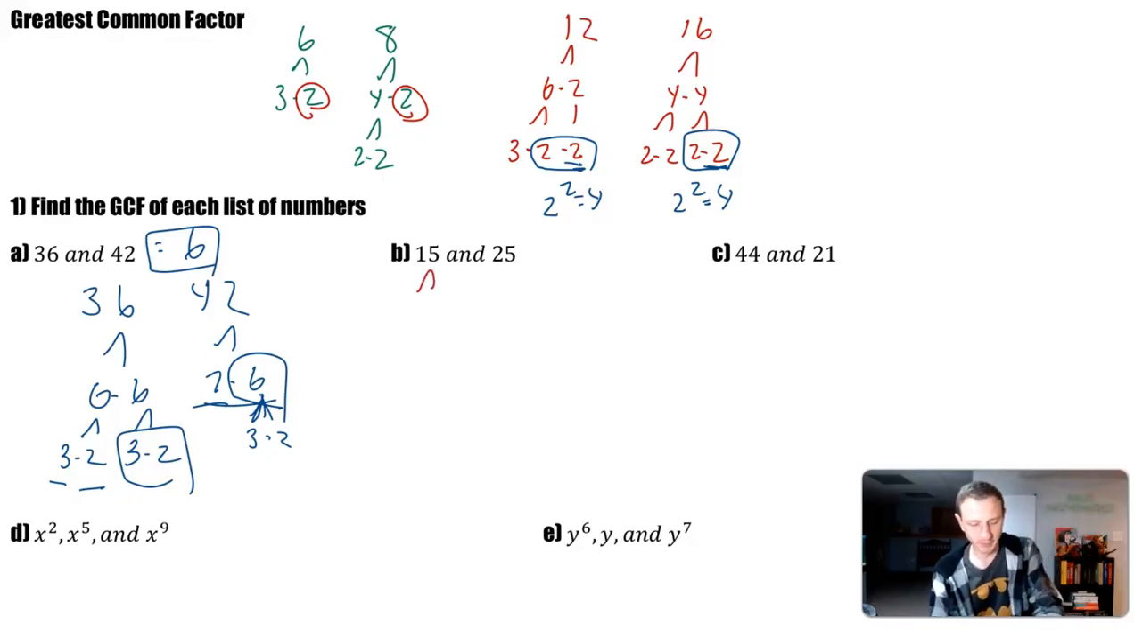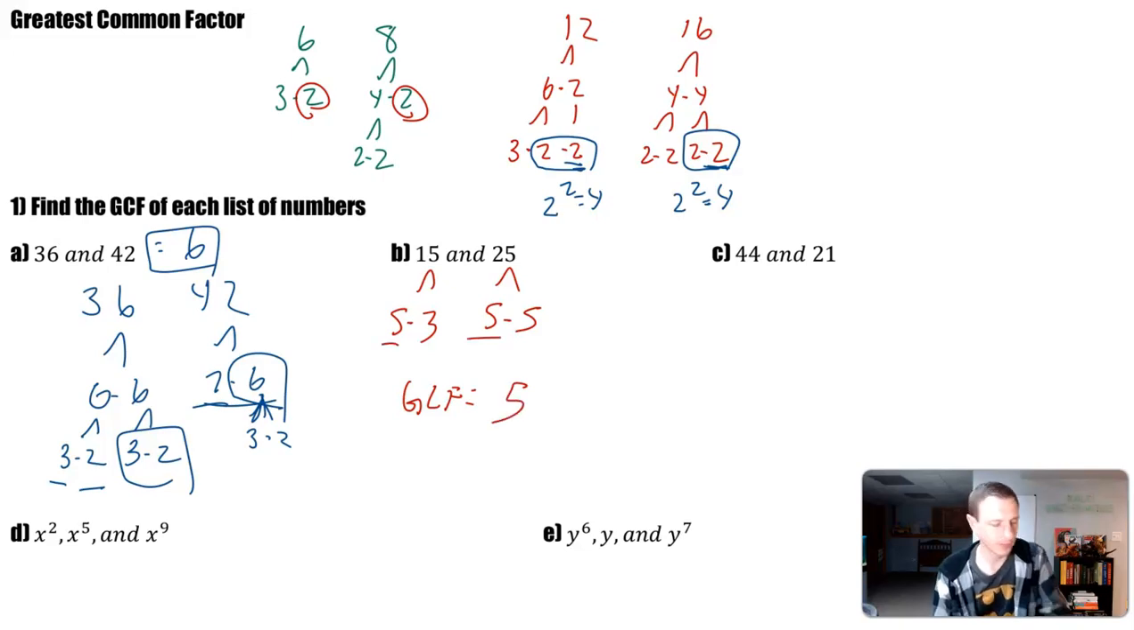Next, 15 and 25. 15 is 5 and 3, and 25 is 5 and 5. So the GCF is 5. They both have a factor of 5, and that is the largest factor.